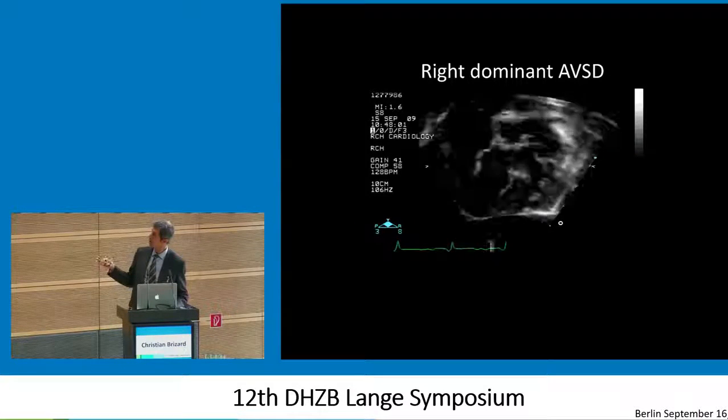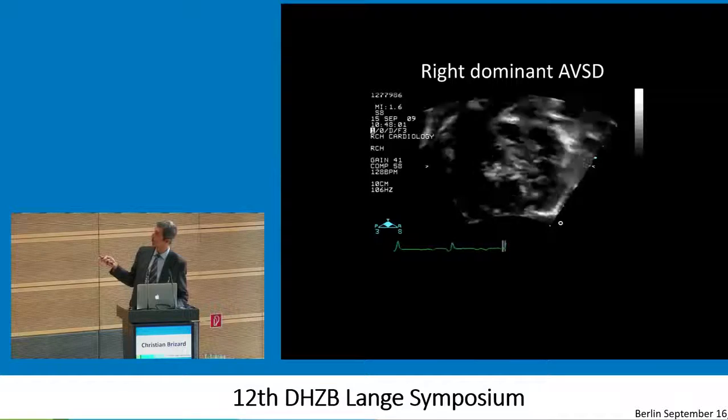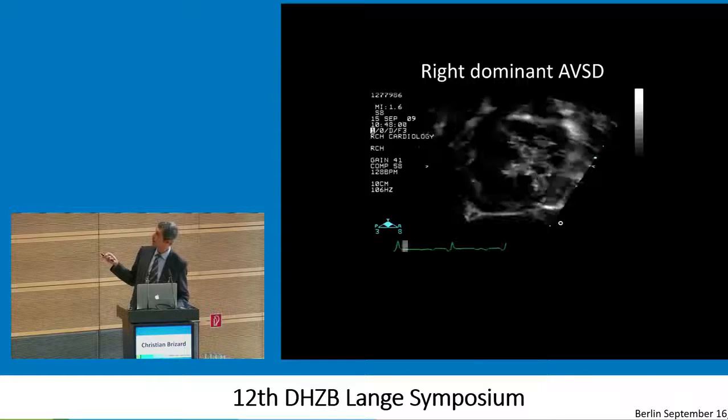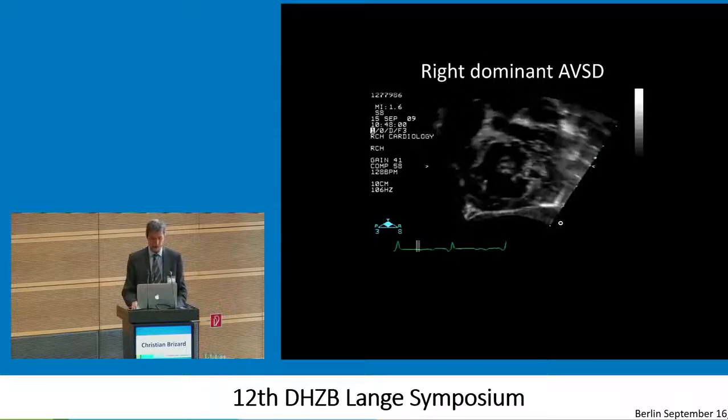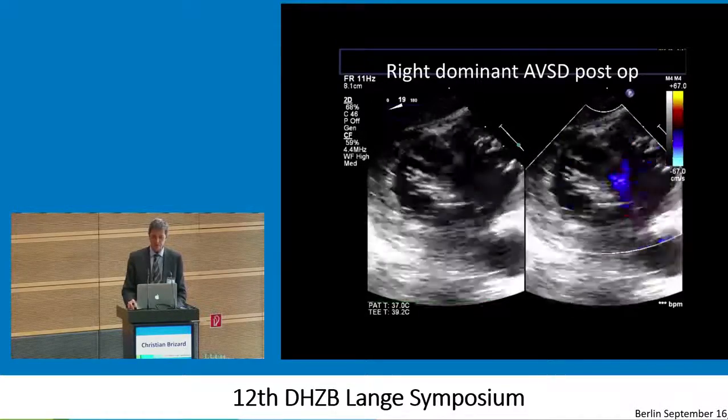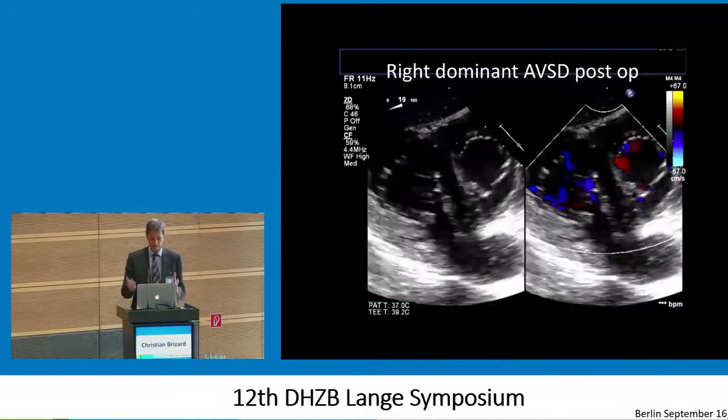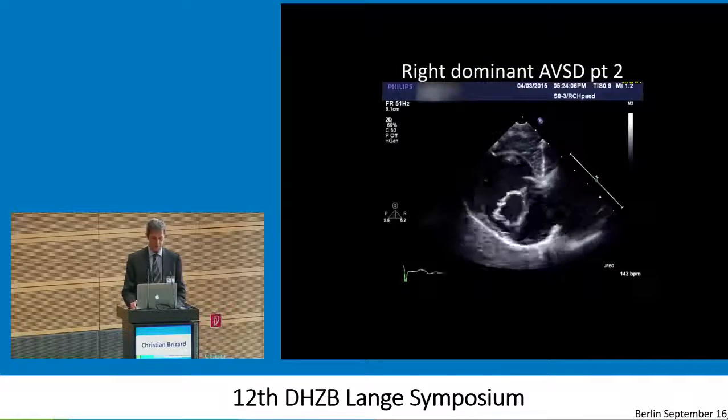Another one is the right dominant common AV valve. So we have some tissue on the left side, but not so much. And that leads to a perfectly balanced repair.